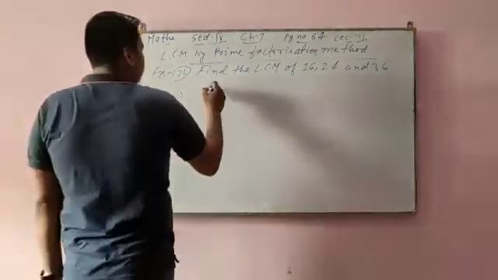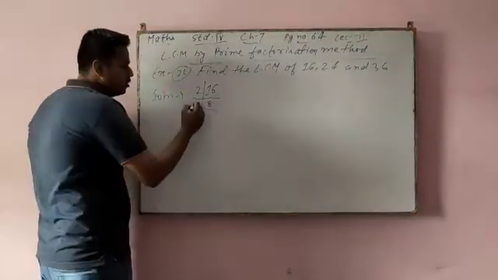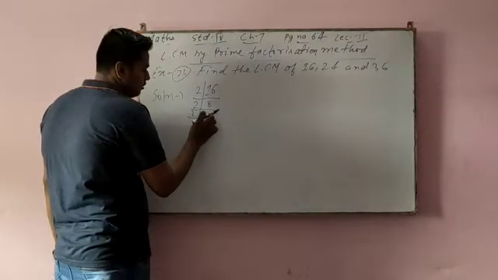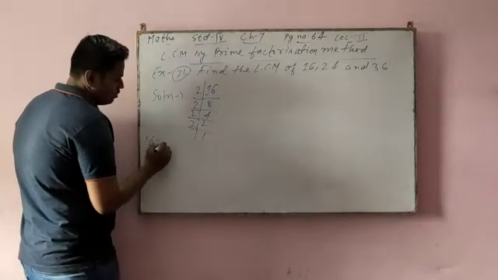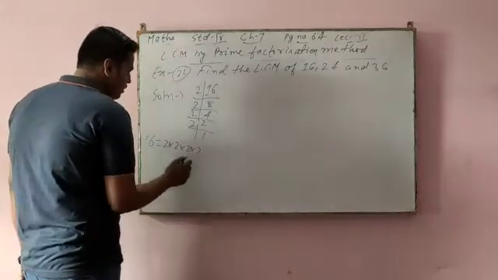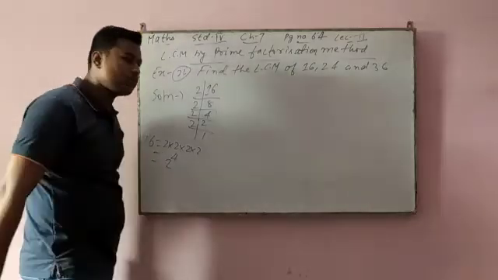So first find the prime factorization of 16. 2 times 8 is 16, 2 times 4 is 8, 2 times 2 is 4, and 2 times 1. So 16 is 2 into 2 into 2 into 2. There are four 2s, so put the power 4.